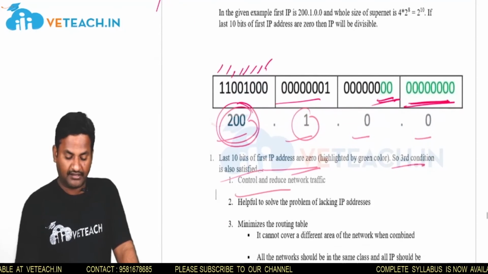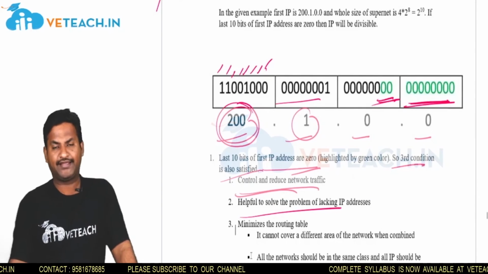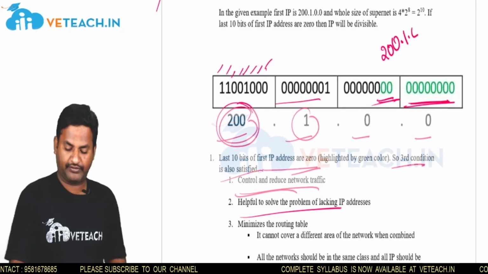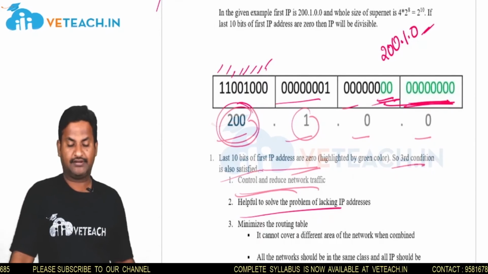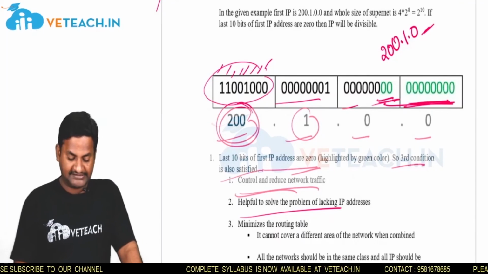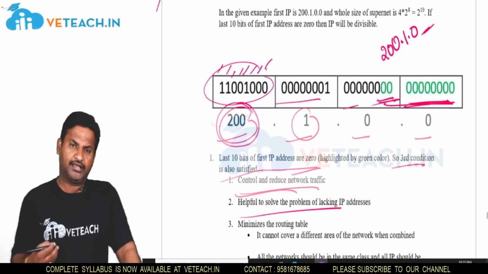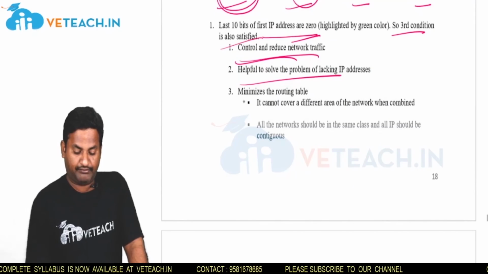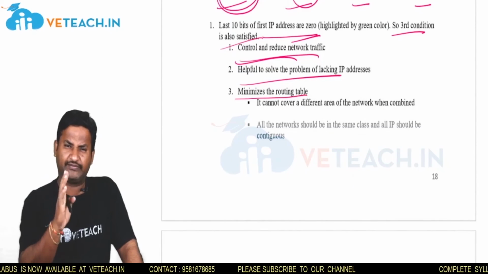Second, it controls and reduces the network traffic and helps solve the problem of lacking IP addresses, because here we are starting the address at 200.1.0, something like this. By calculating this, each and every time it minimizes the routing table. So more network IDs are available in supernetting. Coming to this one, it minimizes the routing table, and the cost of finding routes will be reduced.